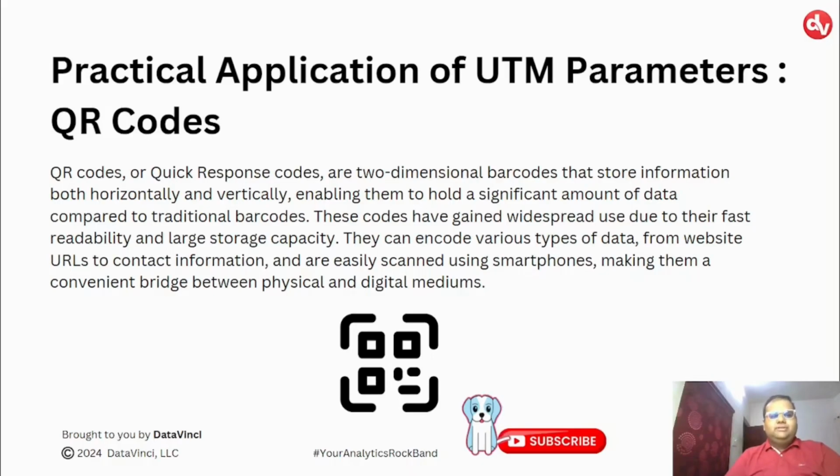Now, as promised, we'll see a practical application of UTM parameters, that is QR code tracking. So firstly, we'll discuss what QR codes are. QR codes, or quick response codes, are two-dimensional barcodes that store information both horizontally and vertically, enabling them to hold a significant amount of data compared to traditional barcodes. These codes have gained widespread use due to their fast readability and large storage capacity. They can encode various types of data from website URLs to contact information and are easily scanned using smartphones, making them a convenient bridge between physical and digital mediums.